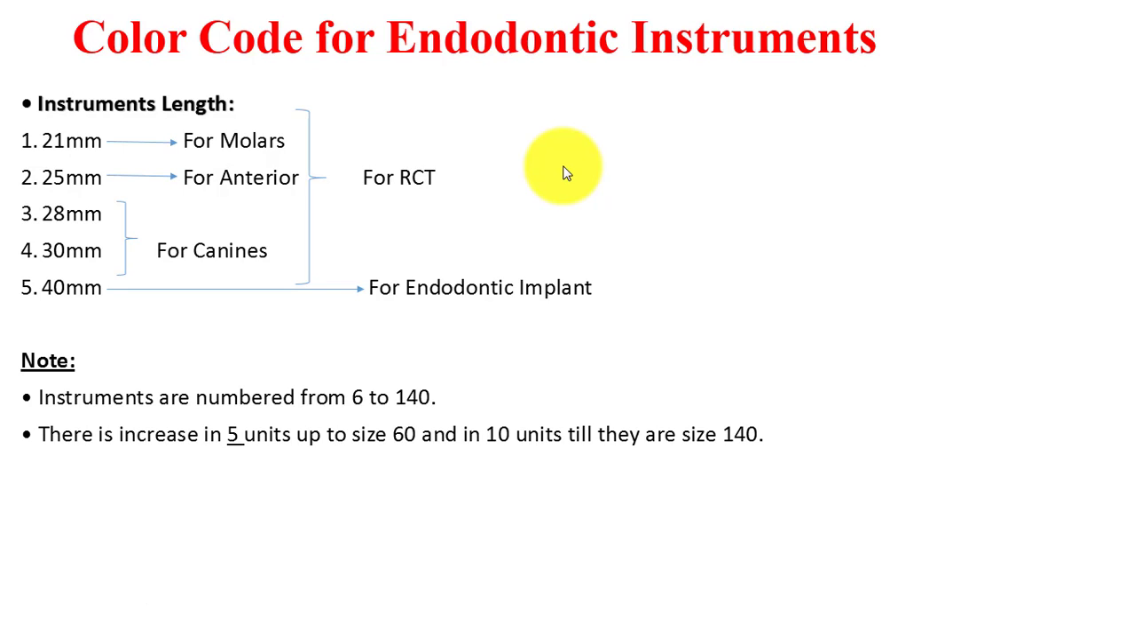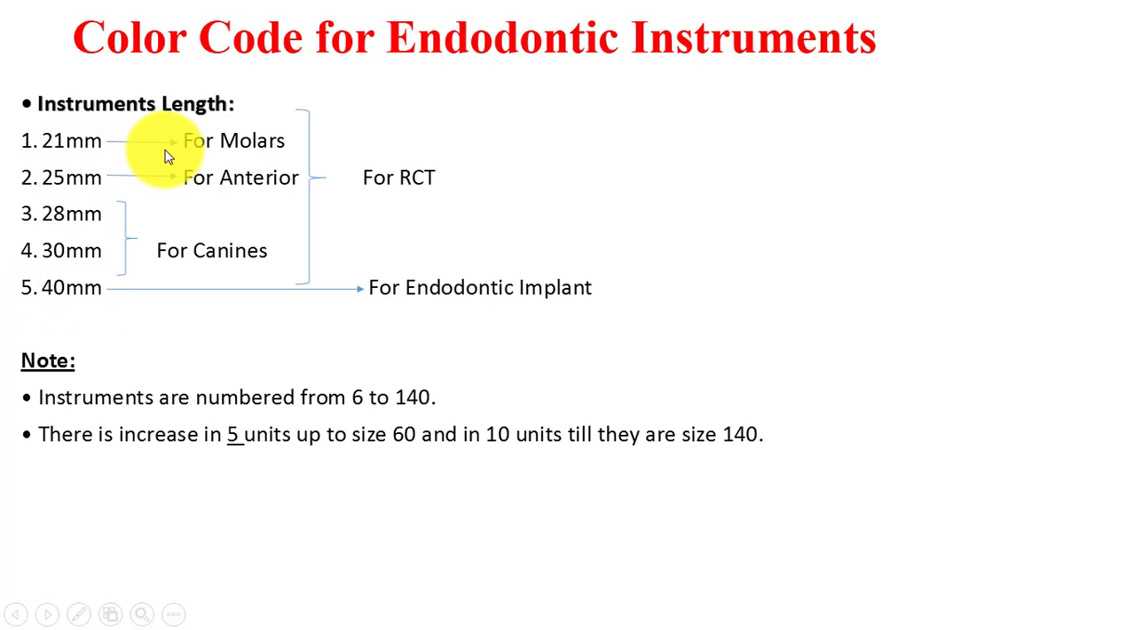So, the color code for endodontic instruments. Here are some tips to keep in mind so that you don't face any problems. There are two things. First, instrument length. There are five international lengths: 21 millimeter, 25 millimeter, 28 millimeter, 30 millimeter, and 40 millimeter.